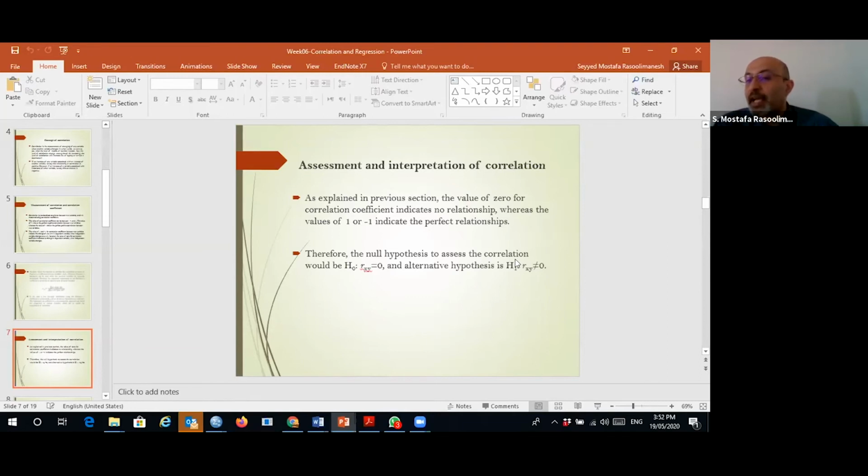Can anybody say how we can hypothesize? For example, I want to hypothesize the correlation between loyalty and revisit intention, but I want to hypothesize one tail. What should I say? We should put it as there is a positive correlation between them, or maybe a negative correlation. We have to specify the direction. Yeah, good.